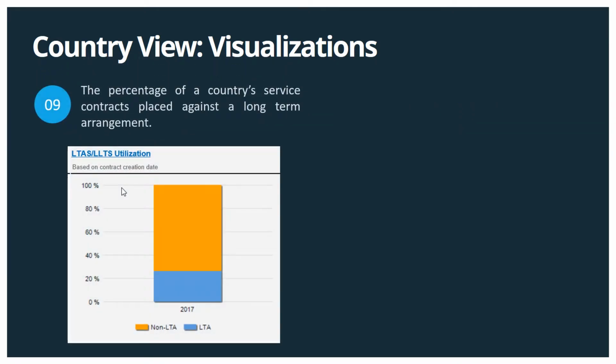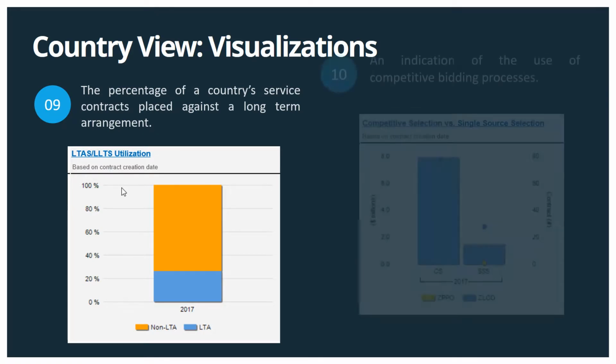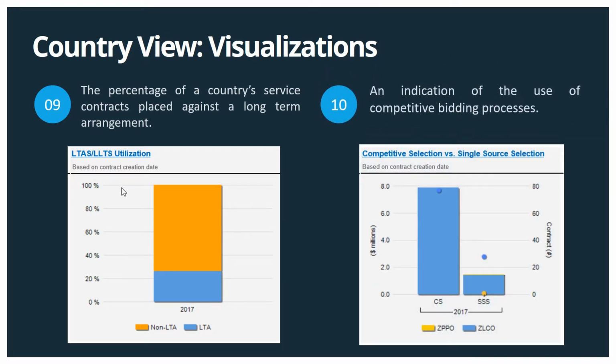Additionally, the percentage of service contracts that have been raised against an LTA is available within the standard country view. With regards to encouraging competition in procurement, an indication as to the value and how many contracts were a result of competitive bidding process is also presented.